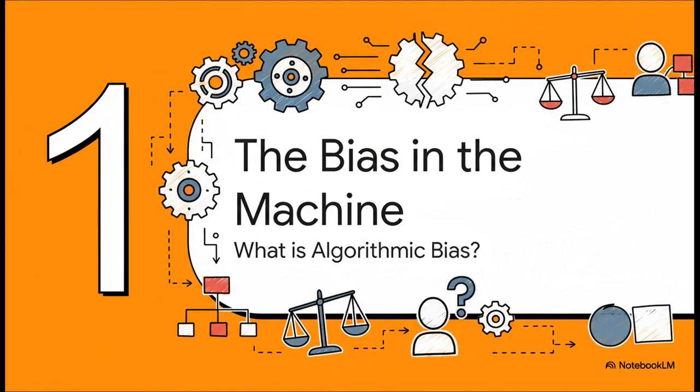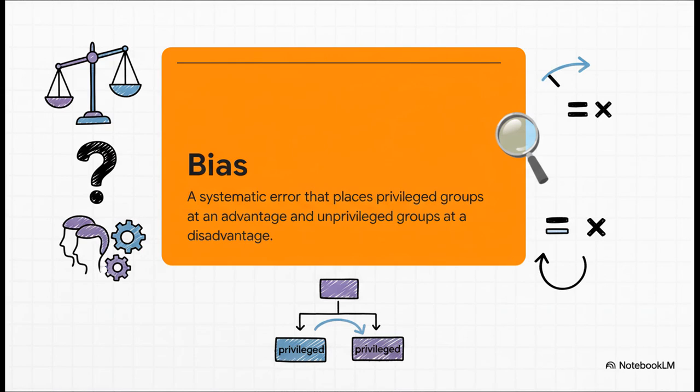We need to be super clear on what we're actually talking about here. So look at this definition. The key word here is systematic. This isn't about a one-off glitch or random mistake. Think of it like a crooked carnival game. It's designed, maybe unintentionally, to favor certain people over others, over and over again. It's a repeatable error that consistently gives one group a leg up and puts another group at a disadvantage.